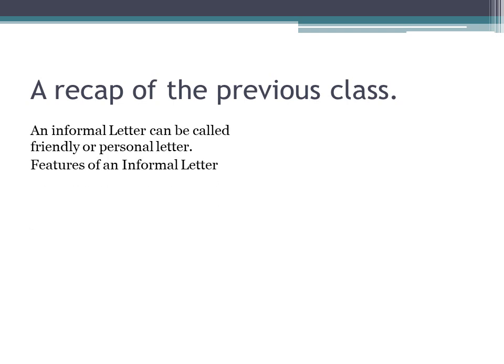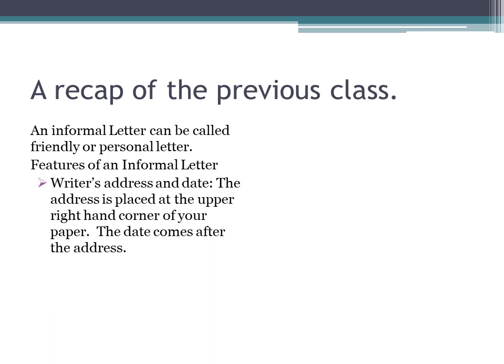Now, we talked about the features of an informal letter last week, and we said that there's always the writer's address and the date. Very important. The address is placed at the upper right hand corner of the paper and the date comes after the address. Do not forget the rules of writing the date and the address. You could decide on having the punctuation mark or not having the punctuation mark.